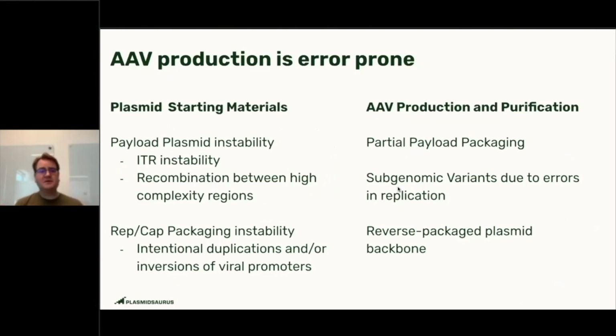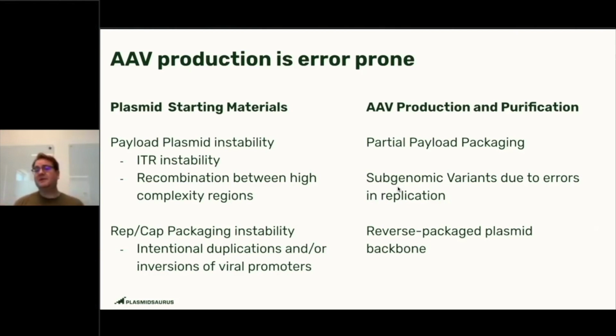And this is really important because AAV production is error-prone. The initial plasmid starting materials, such as the payload plasmid, can have instability. So it's been well described that ITRs can accumulate deletions, and this changes AAV packaging. These ITRs, because they're high complexity sequence, can also recombine with themselves and delete parts of the plasmid. Even the rep cap plasmids, because many of them have been modified to increase AAV productivity, have intentional duplications or deletions that can also lead to plasmid instability as gram quantities of plasmid are grown for these massive transfection projects.